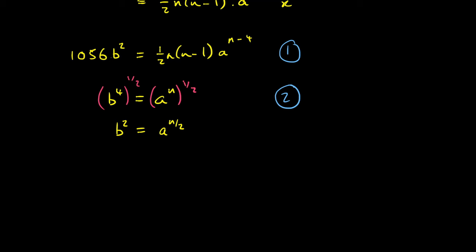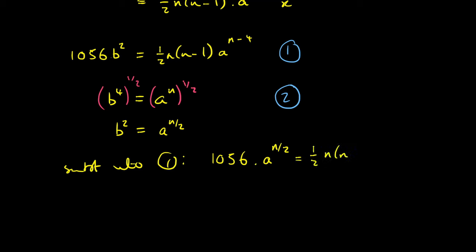Now, what I can do is I can then substitute this into equation one. So I'm going to substitute into equation one. And if I do that, I'm going to get 1056 b squared, which is a to the power of n upon 2, is equal to a half n times by n minus 1 times by a to the power of n minus 4.